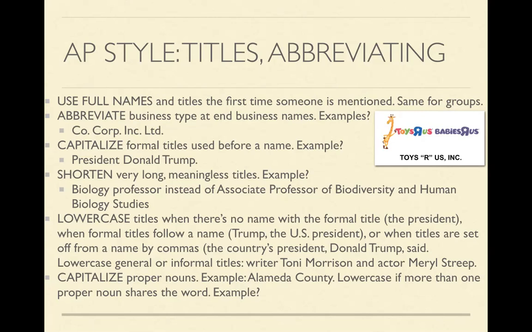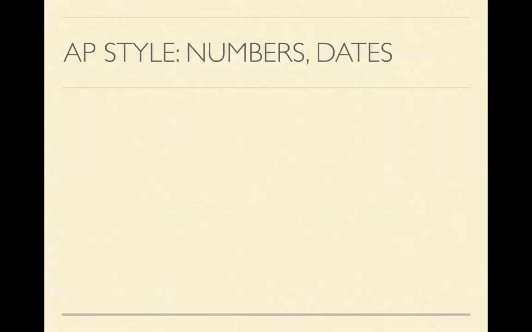And then you lowercase if more than one proper noun shares that word. So for instance, if you're talking about Los Angeles and Orange counties, then that's not the formal name. You're saying the word counties instead of county. So then counties is lowercased. San Francisco and Alameda counties, okay? But Alameda is still a proper name, so that's why it's still capitalized, and San Francisco as well.